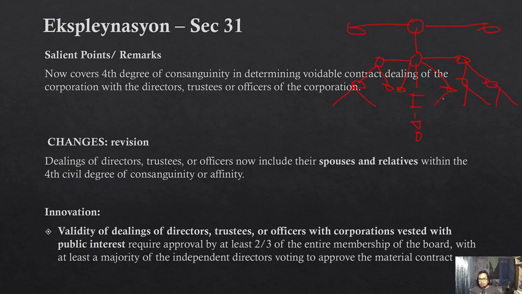Itong kapatid mo, may anak rin, sabihin natin. So, ang bilangan diyan sa fourth degree of consanguinity, starting sa'yo: 1, 2, 3, 4. Yan yung fourth degree of consanguinity: pamangkin mo, second cousin, second niece. Yan yung bilangan sa fourth degree. If I can still remember correctly, baka mali ako dito, pero ganito yung pagkakaalala ko.